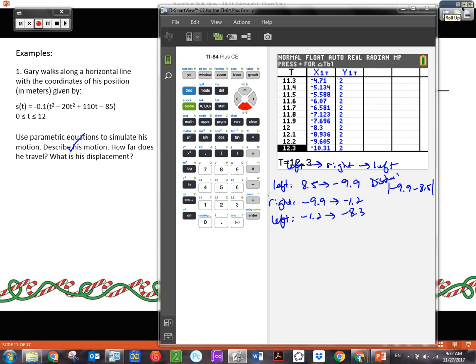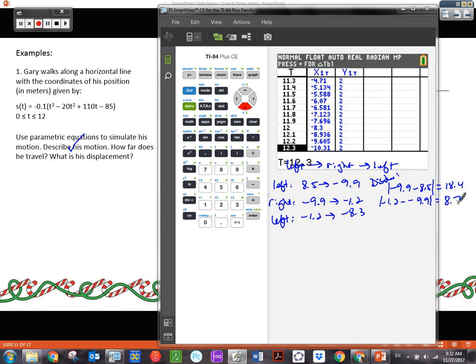Okay, and so we calculate that and we get 18.4. So he traveled 18.4 meters on the first left leg. I did my end position minus my beginning position, because that's how you do distance. End minus beginning. That's absolute value. So let's do how far he went when he was moving right. Well, end was negative 1.2 minus a negative 9.9. So when he was on that right leg, he went 8.7 meters. Okay, I did end minus beginning, the absolute value of that, because it's a distance.